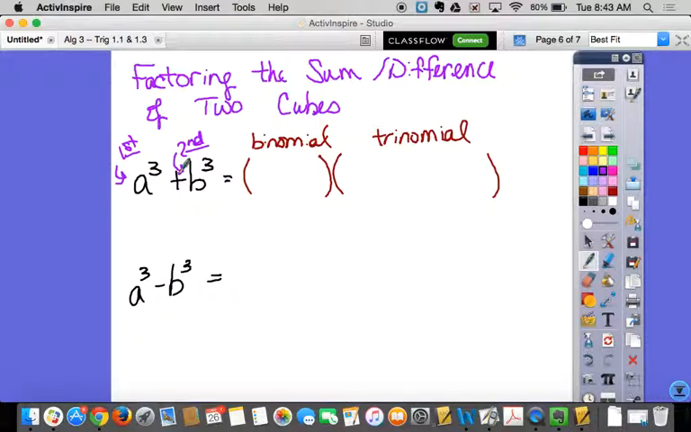First term, second term. The first thing you want to do is to do your cube roots. Okay. So what is the cube root of the first term? Well, if it's a cubed, then it's just plain old a. What's your cube root of your second term? Well, that would just be b.